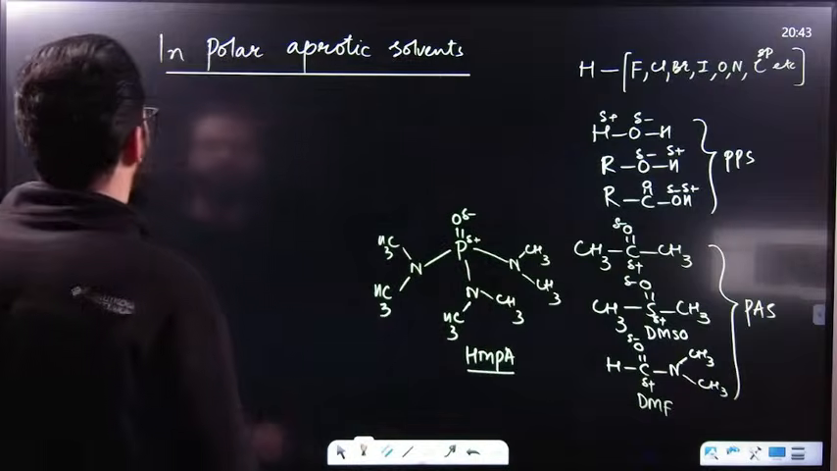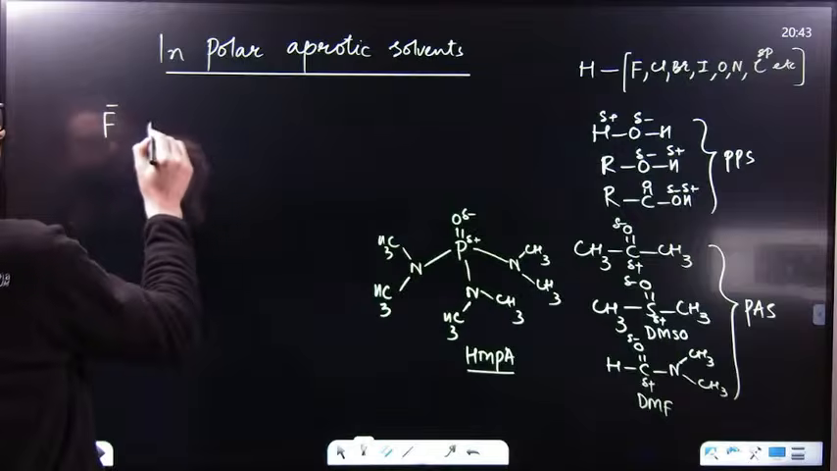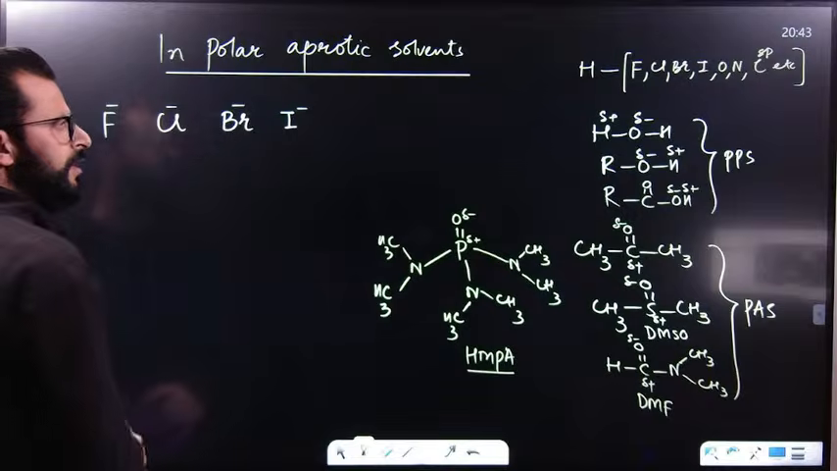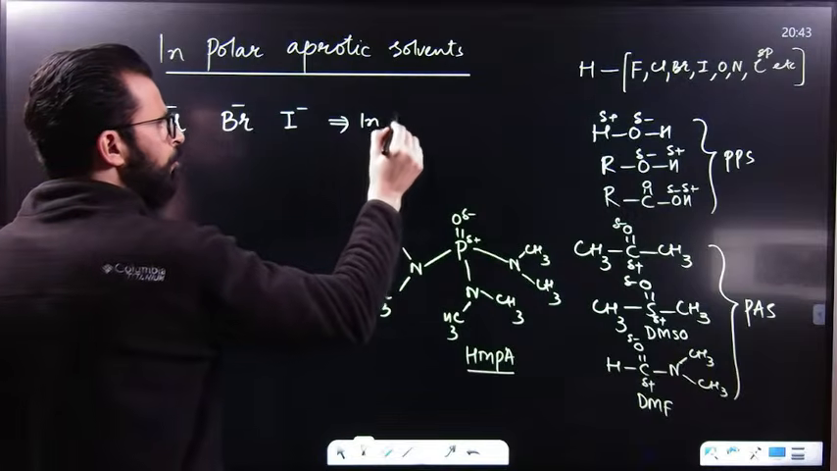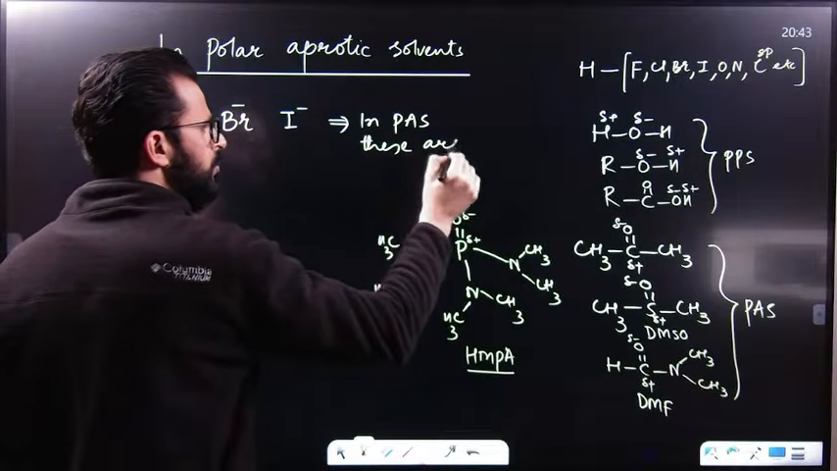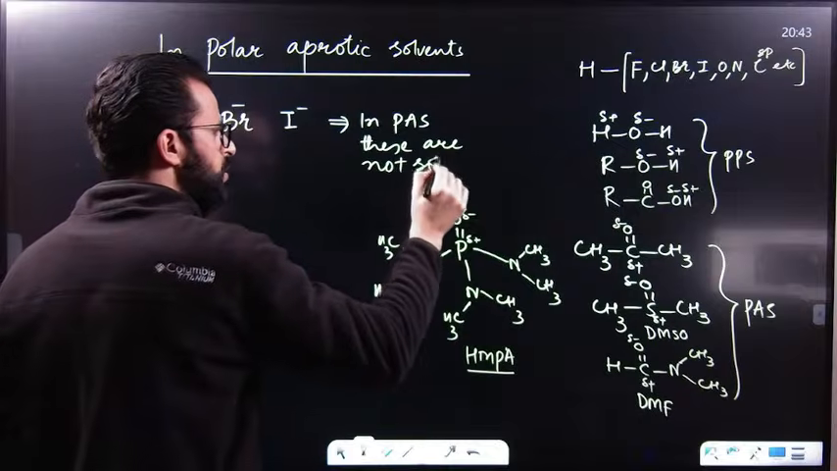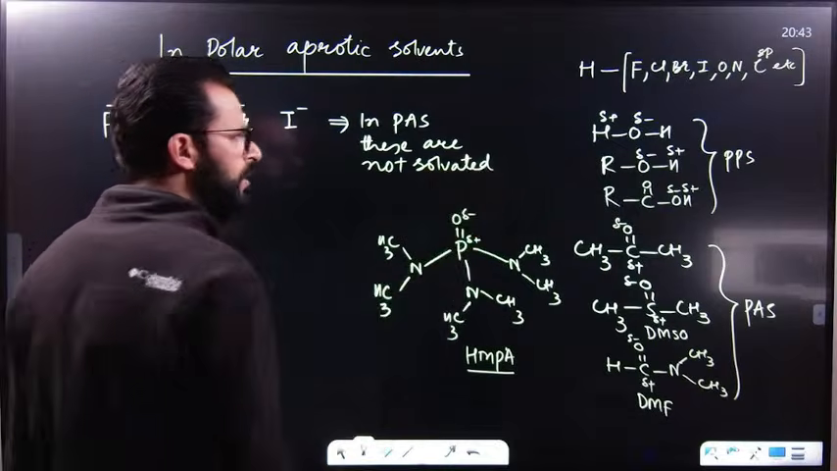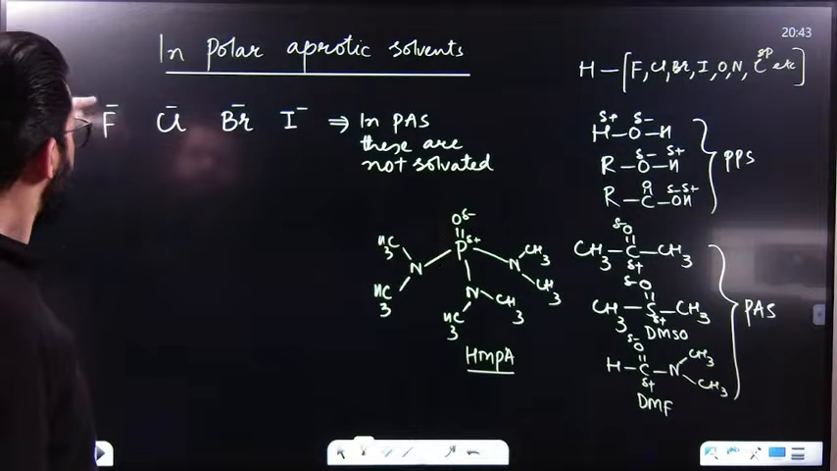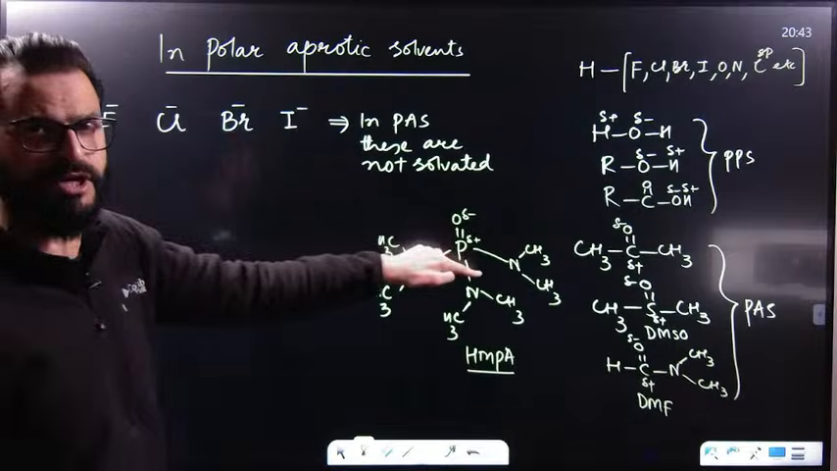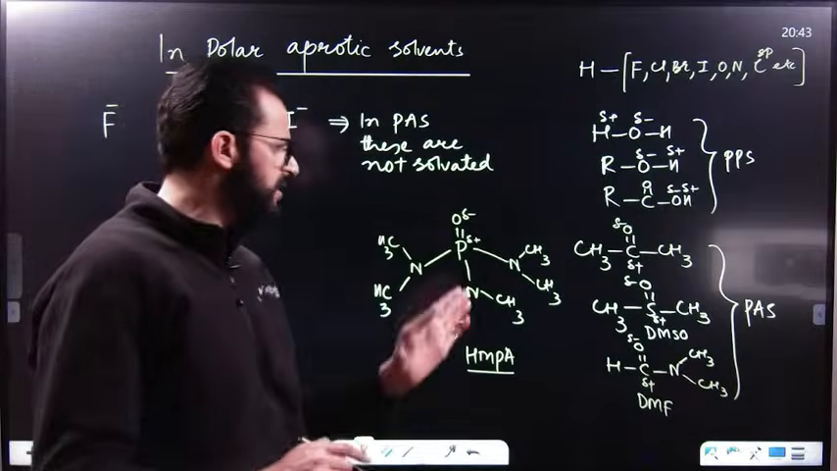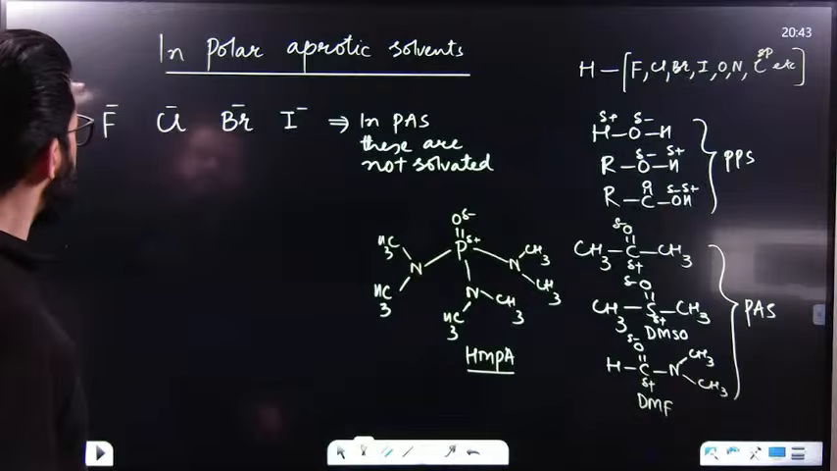Now, have a look. If I take F minus, Cl minus, Br minus, and I minus. Remember, in polar aprotic solvents, these are not solvated. Why? Because solvation means attraction between the positive part of a solvent and the negative ion, so that the positive part of the solvent can come and surround these negatively charged ions. But in these cases, the positive part cannot surround these negatively charged ions.